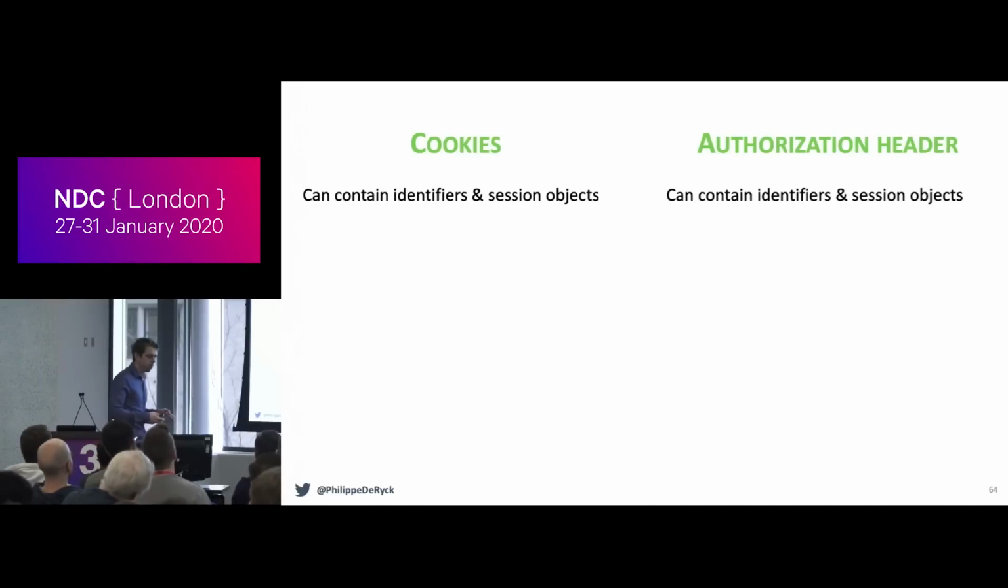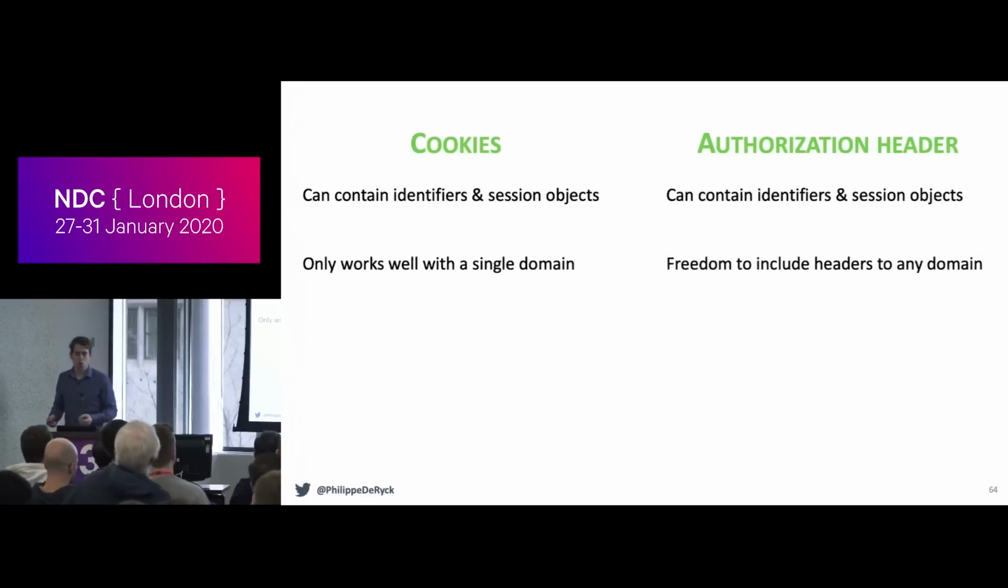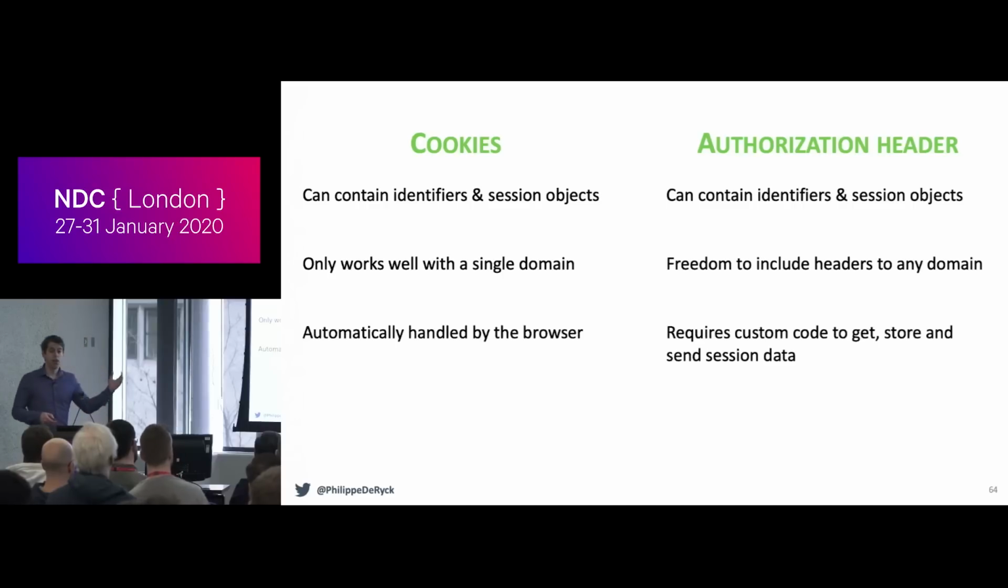Both headers can contain string-based values. Whatever you want can be in that header. Keep that in mind. Cookies only work well with a single domain. That's how cookies work. While the authorization header, you can send it anywhere. Contacting 10 APIs on 10 different domains, you probably want to use authorization headers and not cookies. Cookies are handled automatically by the browser, which is both a good and a bad thing. But the authorization header requires you to write custom code, which might mean you introduce some vulnerabilities.